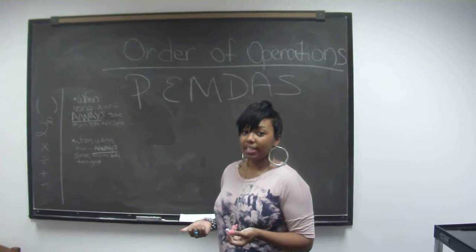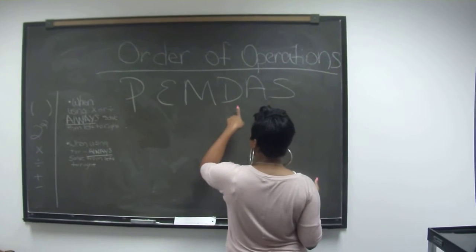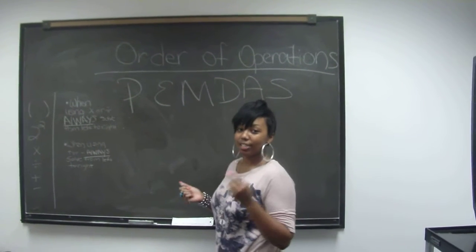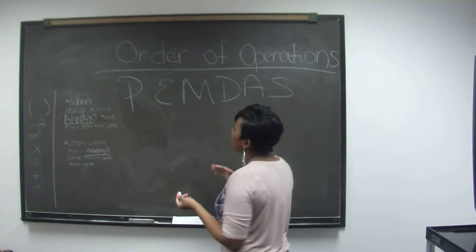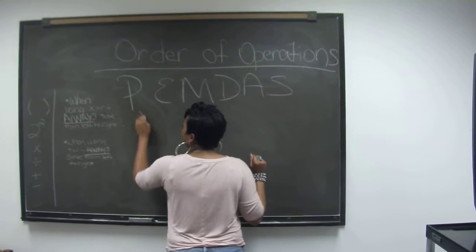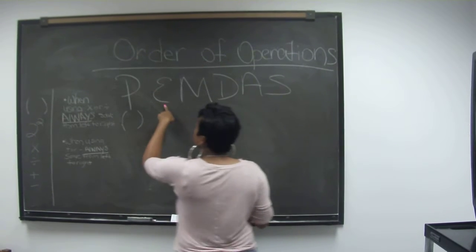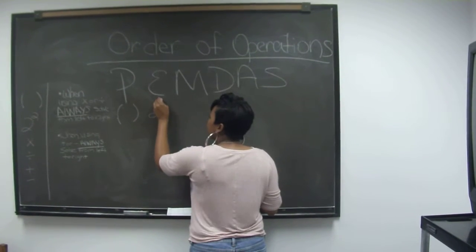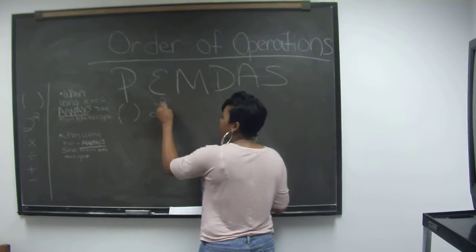Whenever you're doing order of operations, you can use PEMDAS, which means Please Excuse My Dear Aunt Sally. Now I'll show you what these letters stand for. The P stands for parentheses. The E stands for exponents. This little number at the top is what we call an exponent.